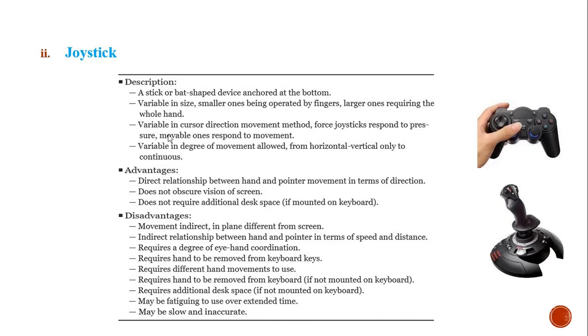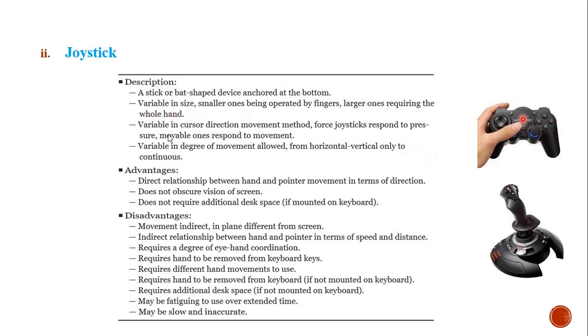Joystick. Joysticks are generally used for playing games. See here, what is the description? You can see the example here on the screen. You have this kind of joystick as well as a gear-like structure. Here, a stick or bat-shaped device anchored at the bottom is called a joystick. It is variable in size, the smaller ones being operated by fingers, and the larger ones generally operated by the whole hand.